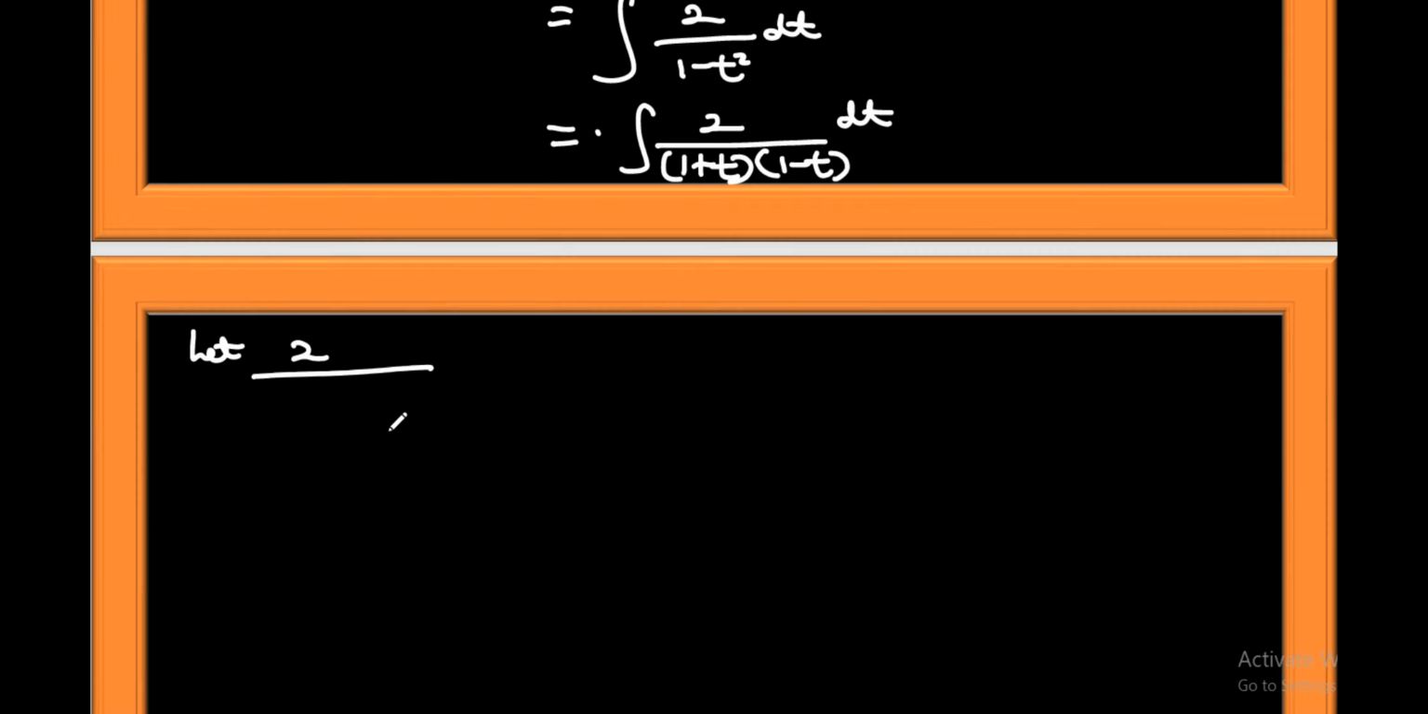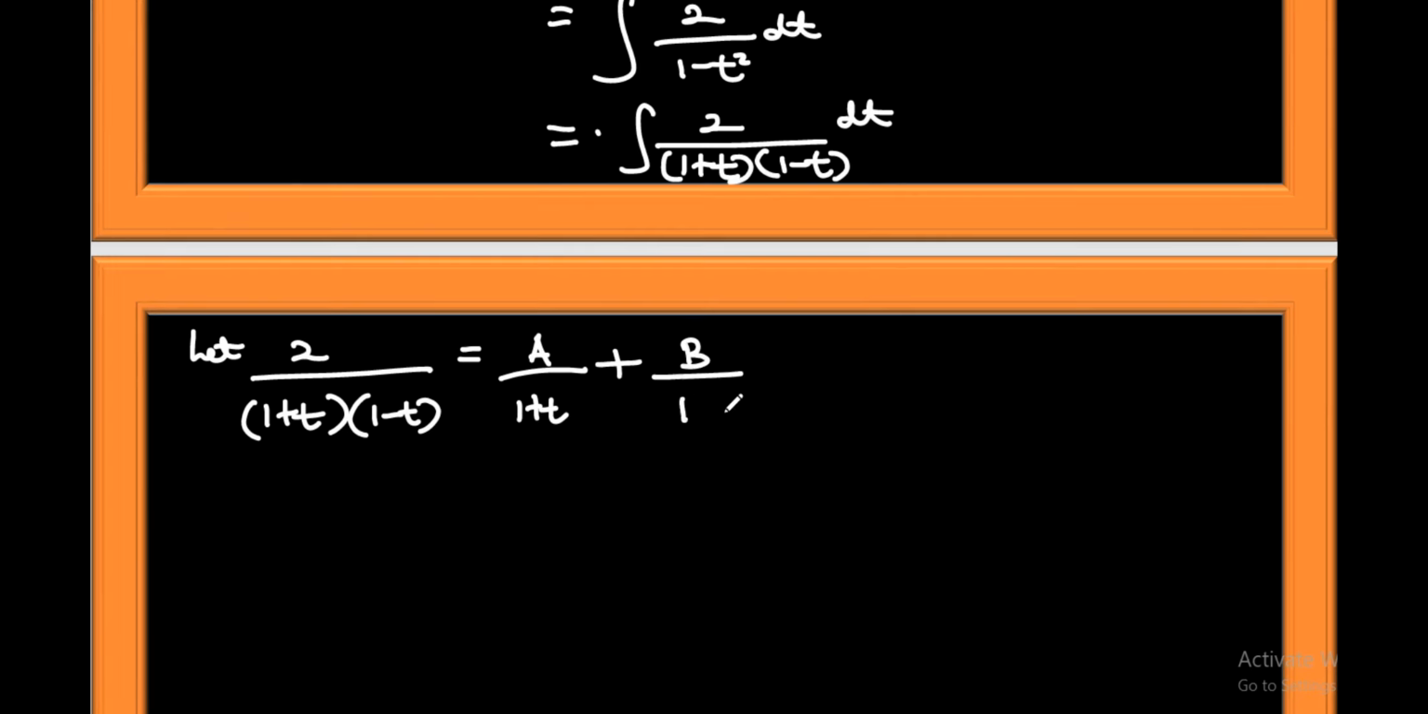2 out of 1 plus t into brackets 1 minus t be equal to a out of 1 plus t plus b out of 1 minus t. That means 2 now is equal to a into brackets 1 minus t plus b into brackets 1 plus t. And then from there, we use the cover-up method.